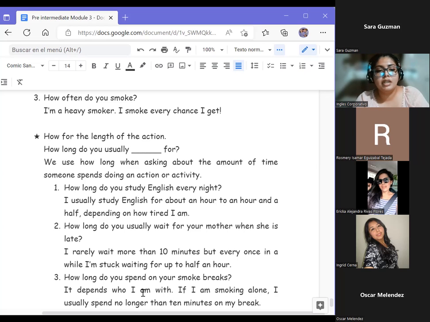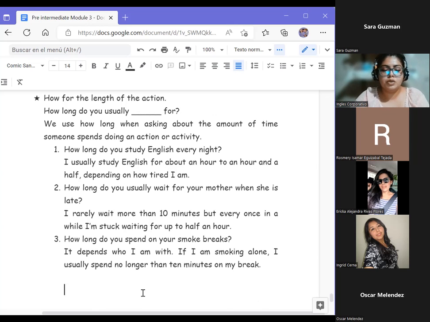So in this case, it's talking about the time that someone takes to smoke. So in the answer we have, it depends who I am with. Depende de con quién esté. Si estoy fumando solo, usualmente estoy menos de 10 minutos de mi receso o de mi tiempo libre. Then we have the next one.